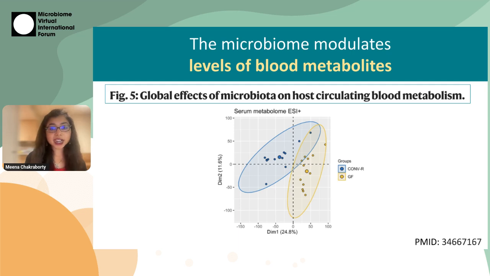Here in this graph, each dot represents the serum metabolome of a different mouse, either a germ-free mouse in yellow, these mice lack a microbiome, versus the conventionally raised mice in blue, which have a microbiome. And you can see a clear separation between the serum metabolomes of the germ-free mice versus the conventionally raised mice.